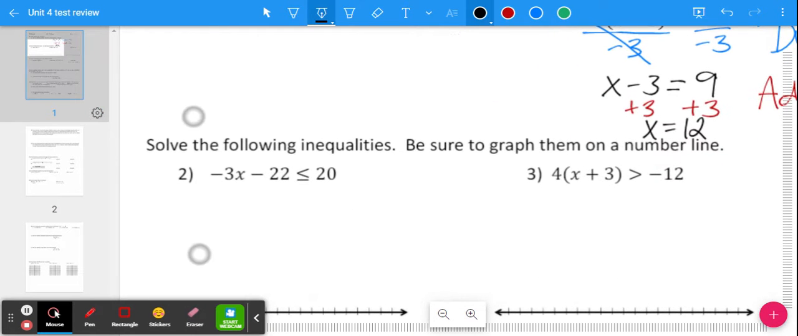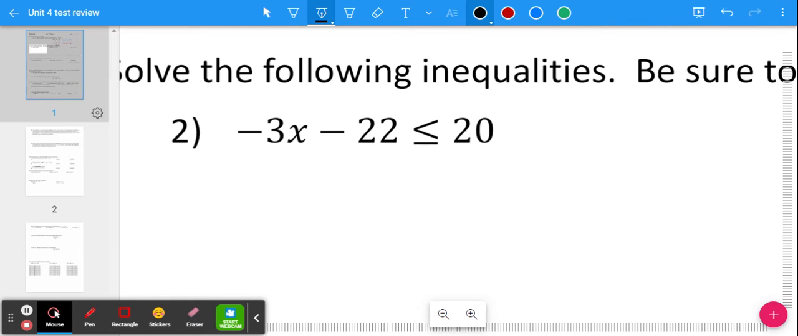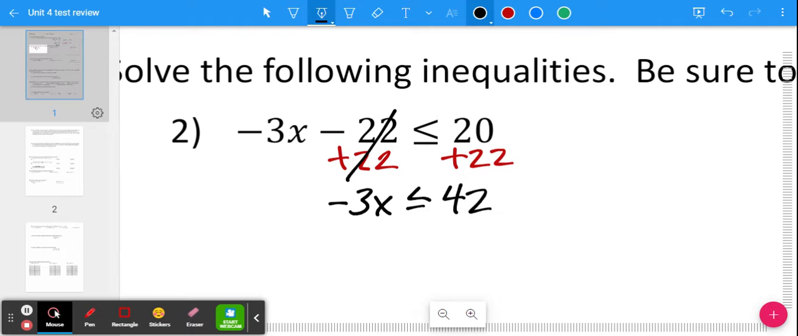So now we're going down to these inequalities. It says, solve the following inequalities. Be sure to graph them on a number line. So we have the first one. This is a two-step equation. The first thing you get rid of is the constant. So we're going to add 22 to both sides of the equation, the inequality, and we're left with -3x is less than or equal to 42.